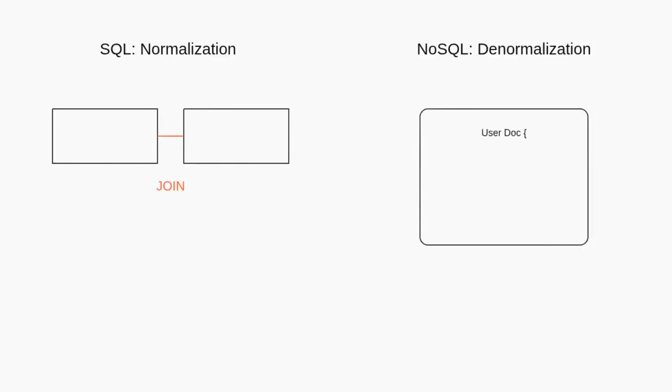In NoSQL, specifically document stores, we often do the opposite, denormalization. We embed the addresses directly inside the user document. This means a single read operation retrieves all the data you need with no joins required. It's incredibly fast for reads, but it means if an address changes, you might need to update it in multiple places. This highlights the fundamental trade-off.